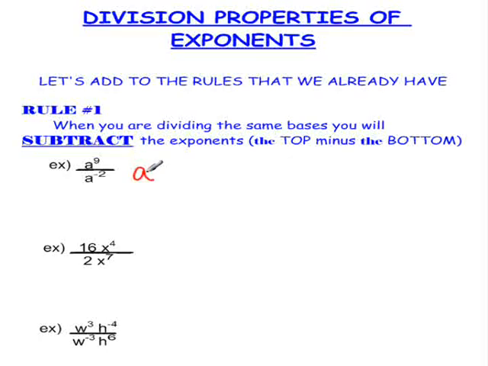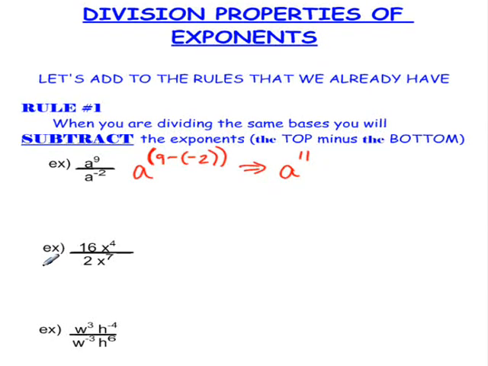Let me show you what this looks like. The top was 9 minus the bottom exponent, which is a negative 2. So we're going to subtract those two: 9 minus a negative 2. And we already know that 9 minus a negative 2 is 11. So our answer is a to the 11th.